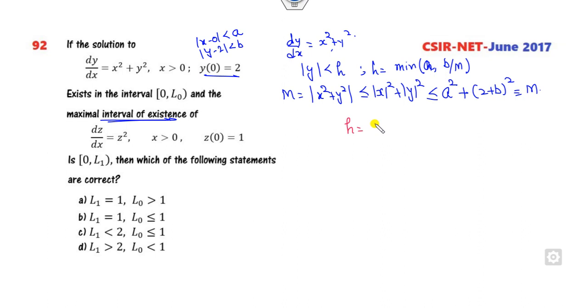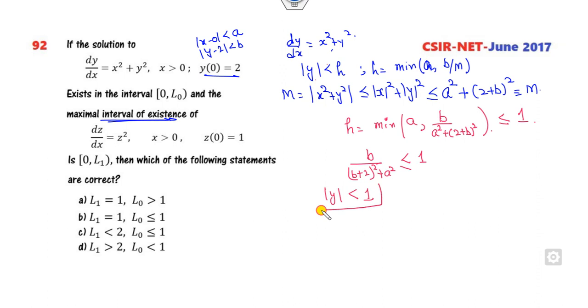So I can substitute here. h is the minimum of a, b over a square plus (2 plus b) whole square. Now it clearly says that b over (b plus 2) square plus a square is less than or equal to 1. So it means h will be less than or equal to 1. So the solution interval will be strictly less than 1. But it is given that the solution is in the form of 0 here, so L0 will be 1. Strictly less than 1 because it's an open interval. So that's the right answer, D is the correct answer of this problem. It is less than or equal to 1, sorry, this is not there. Less than or equal to 1.